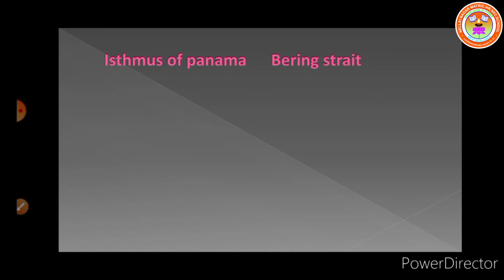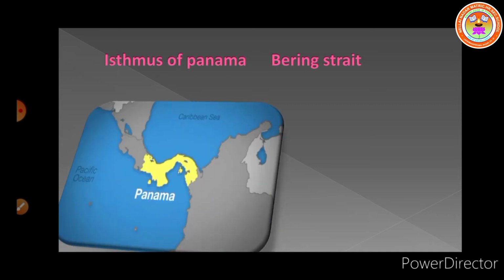Isthmus of Panama. Isthmus means a narrow stretch of land joining two large landmasses. North America is joined with South America by the Isthmus of Panama.